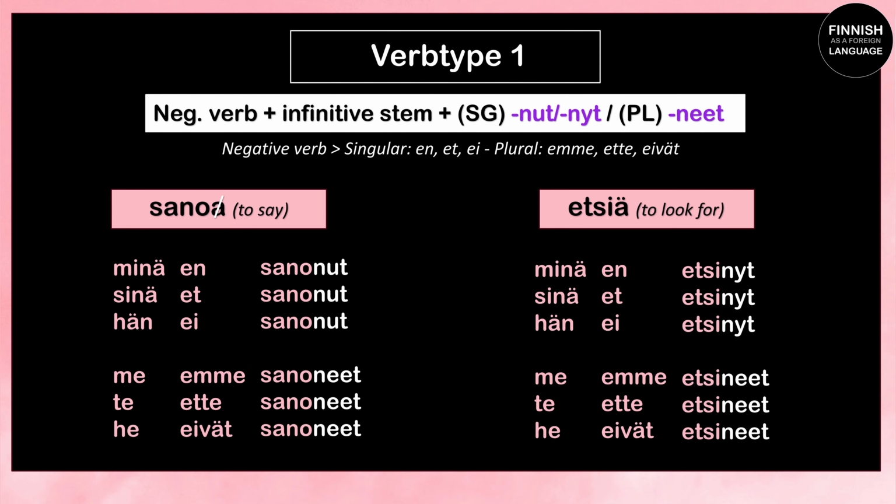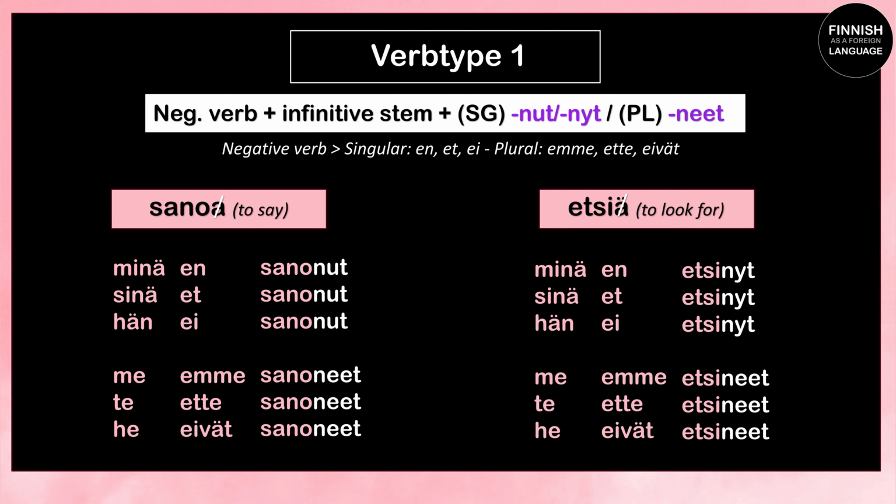Let's do another example. Etsiä, meaning to look for. Our infinitive stem here is etsi. Minä en etsinyt. I didn't look for. Sinä et etsinyt. You didn't look for. Hän ei etsinyt. He or she didn't look for. The plural forms, me emme etsineet. We didn't look for. Te ette etsineet. You didn't look for. And he eivät etsineet. They didn't look for. So here we use for the singular forms the nyt ending, and for the plural forms we remain with the neet ending.